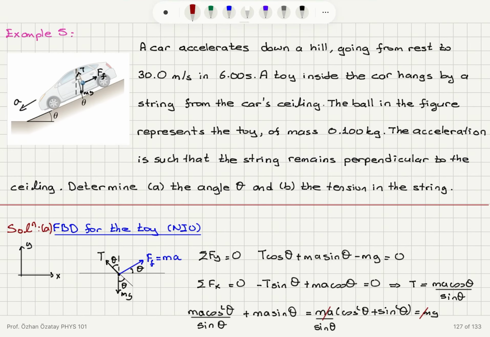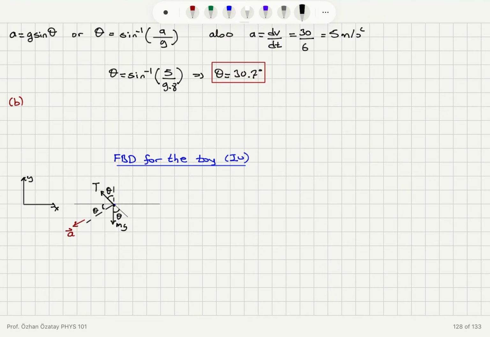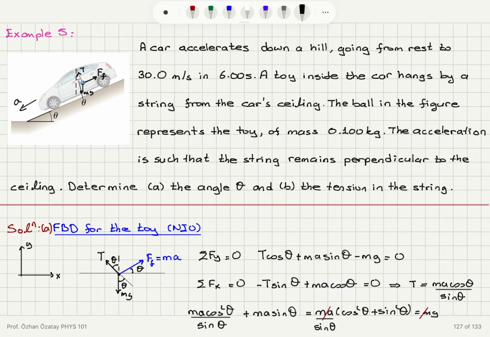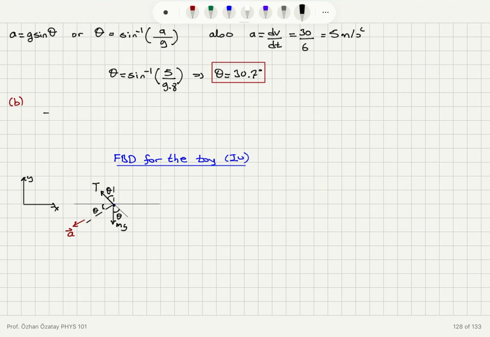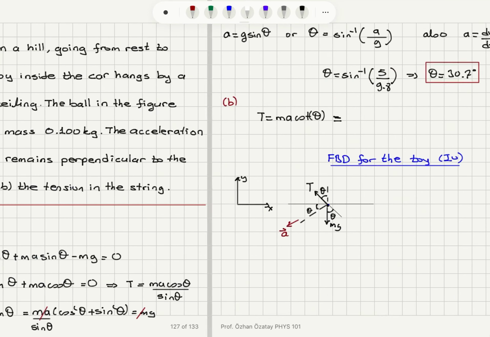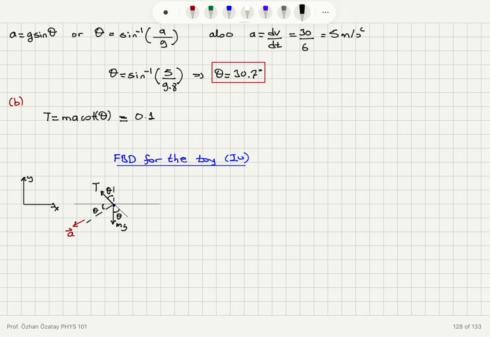Okay, and the next question is the tension in the string. So the tension in the string is basically ma cosine theta over sine theta, or tension is ma cotangent theta. And we can evaluate the cotangent of this angle. The mass of the toy was given as 0.1 kilograms. So it's 0.1 kilograms times the acceleration of 5 meters per second squared times cotangent of 30.7 degrees. This gives us a tension of 0.843 newtons.